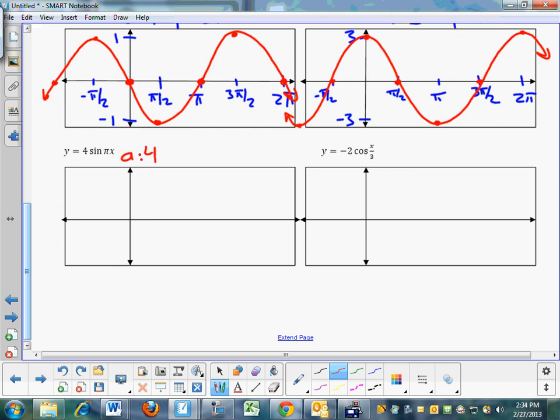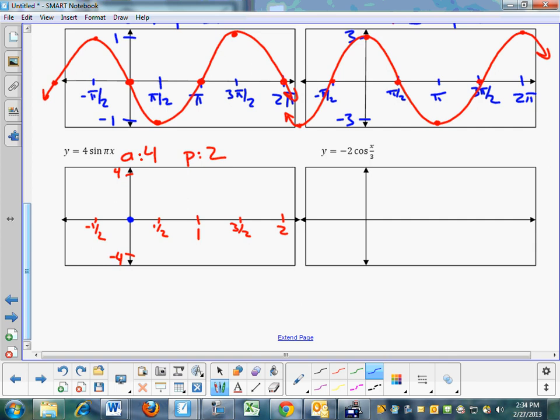Amplitude. Top, bottom. Period. Good, 2. Divide it. Everybody got that? Got to locate the beginning point. It's a sine function. Does it start at 0 or does it start at top or bottom? 0. Is it going to start by going up or going down? Up because it's positive.